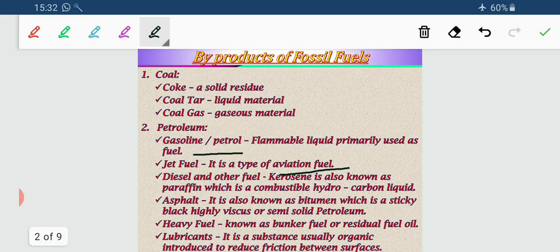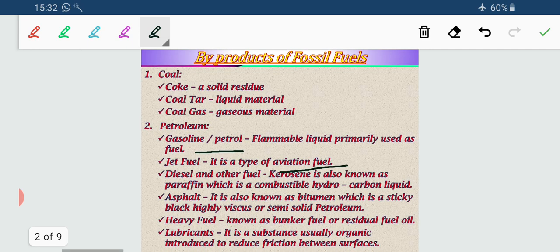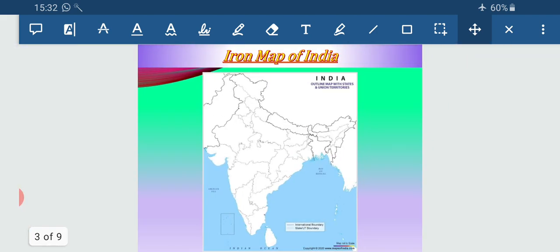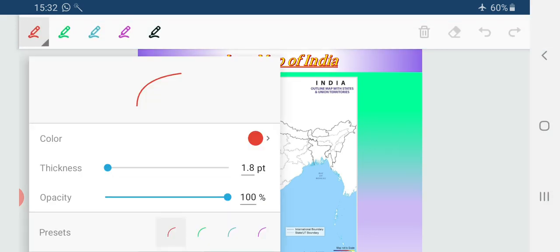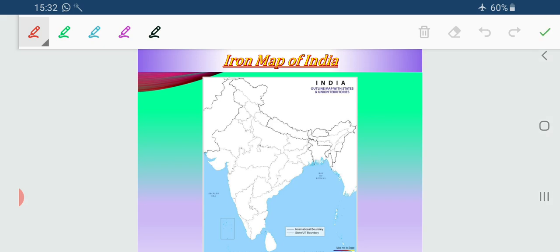Now I will proceed with the map pointing. I will proceed with the map pointing of the part that is given in your map pointing syllabus. Now the first map is related to the iron map. We are going to plot the important iron ore mines of our country.